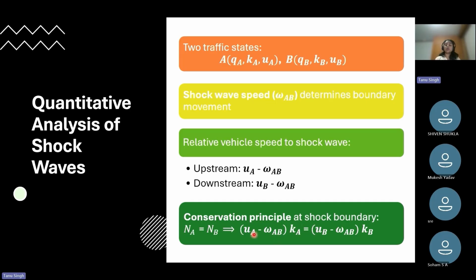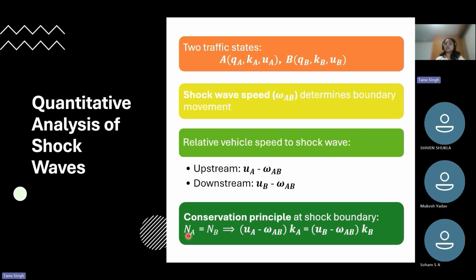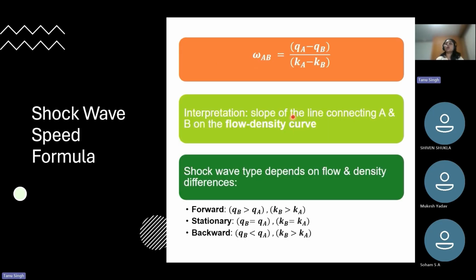So applying that principle, we get speed into density, which can be taken as volume. Traffic volume is defined as the number of vehicles per unit time. So the speed will be UA minus omega AB into KA, which equals UB minus omega AB into KB. After solving this, we get omega AB equals QA minus QB upon KA minus KB. That is the formula for the shock wave speed.